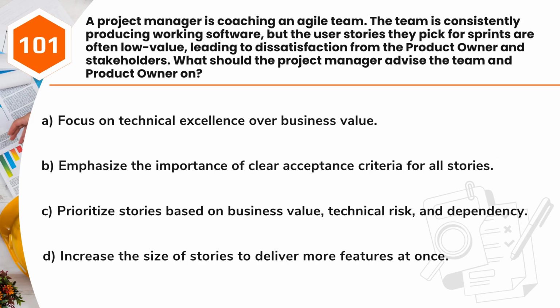Question 101. A project manager is coaching an Agile team. The team is consistently producing working software, but the user stories they pick for sprints are often low value, leading to dissatisfaction from the product owner and stakeholders. What should the project manager advise the team and product owner on? A. Focus on technical excellence over business value. B. Emphasize the importance of clear acceptance criteria for all stories. C. Prioritize stories based on business value, technical risk, and dependency. D. Increase the size of stories to deliver more features at once.